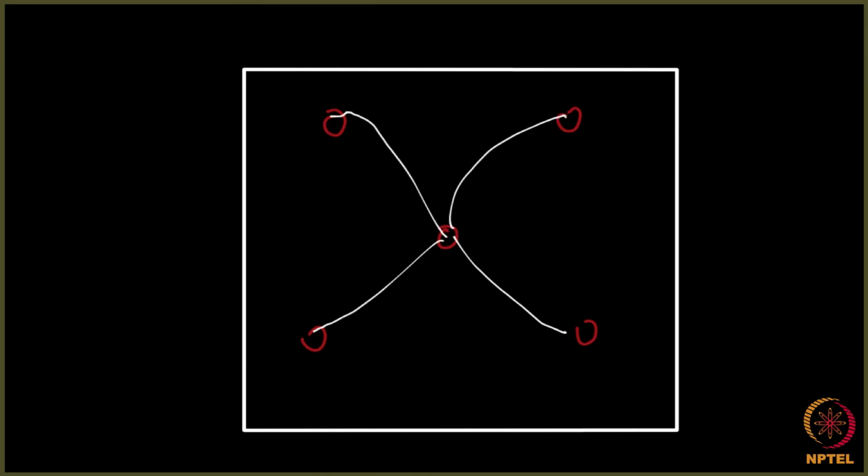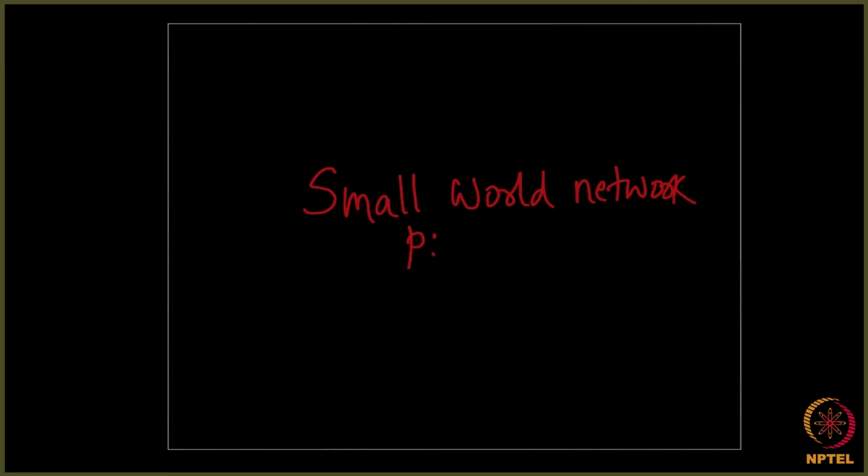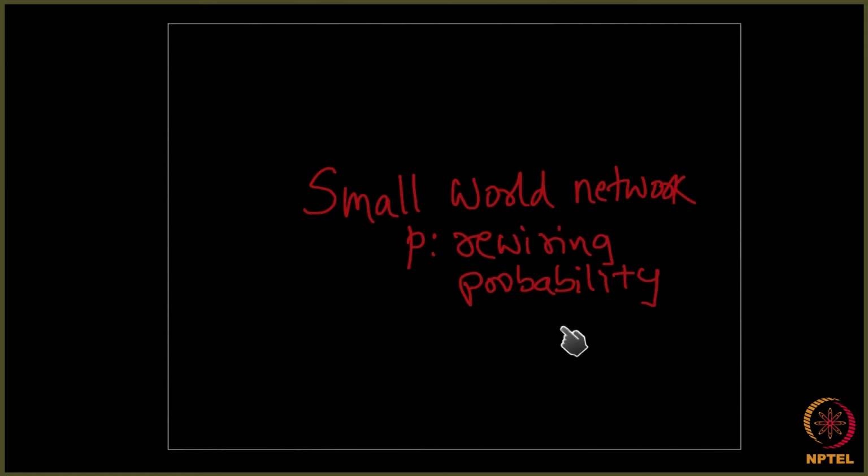So let's do one thing. Assume you were to write a program to accomplish this. So what will you do? You will first generate a small world network, let's say a small world network with some rewiring probability, P is the rewiring probability. You will indeed get some graph here, right?